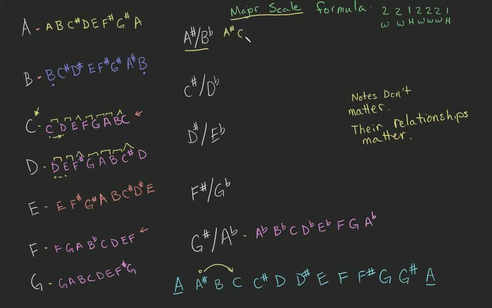Now, we can't really call it C. Remember, we have to use the next letter in succession. So we're going to call it B sharp, like this. And then, this is where it gets even more hairy: we're going to go up 2 again, and we have to land on this note. Now, this is D, but we can't write D, we have to use a C.